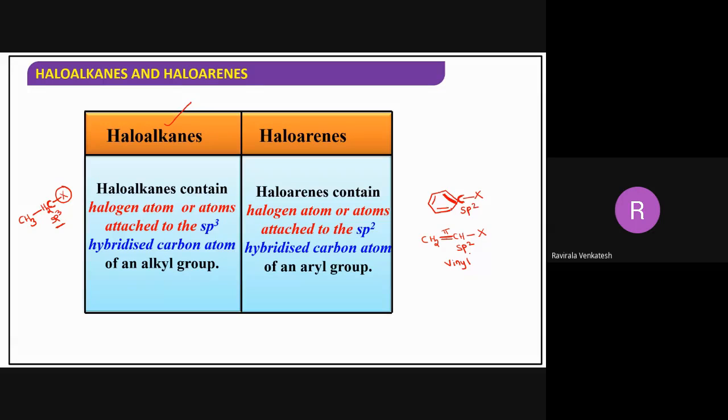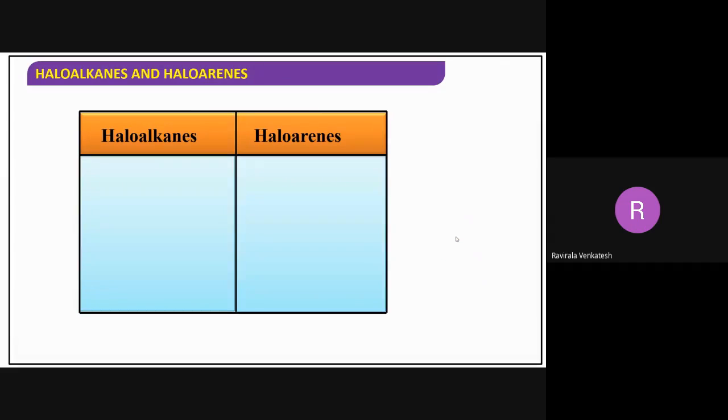I mean to say there is only one statement here. If the halogen-bonded carbon is sp3, they are called haloalkanes. If the halogen-bonded carbon is sp2 with aromatic nature, they are called aryl groups. If it does not have aromatic nature, they are generally called vinyl halides with one pi bond, isn't it? So very simple. Next, we will move to the next slide now.